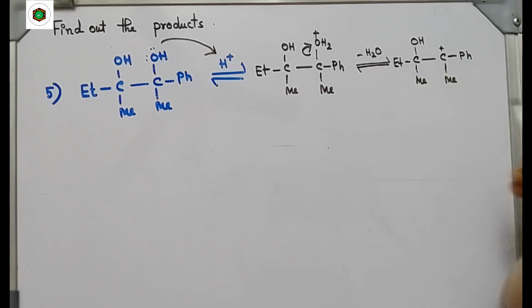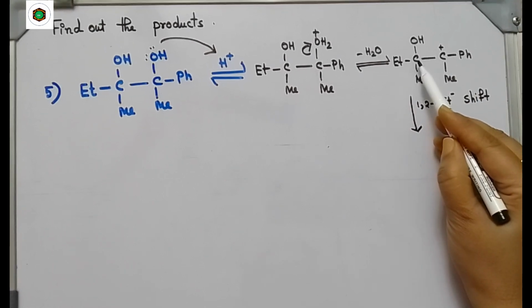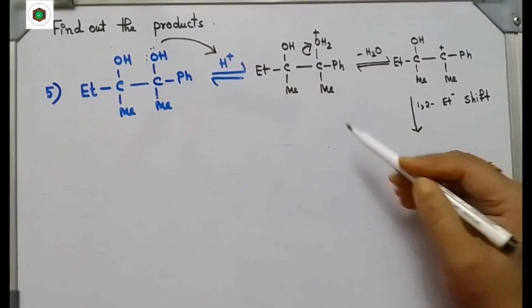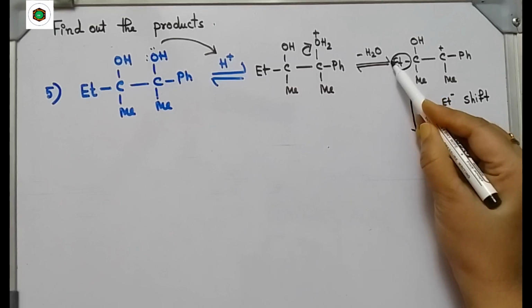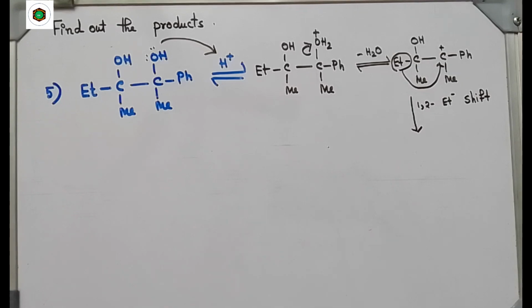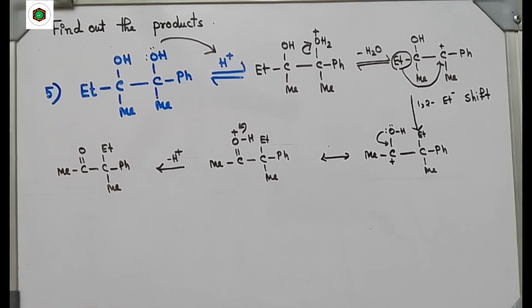than this one. Now see, adjacent to this carbocation, this carbon is there, and with this carbon an ethyl and a methyl group are there. We have seen that the migratory aptitude, or migratory preference, of a 1 degree carbon atom is more than methyl group. So the ethyl group with its bonding electron will migrate and we will get this carbocation, and from this carbocation by removal of H plus we will get this ketone.